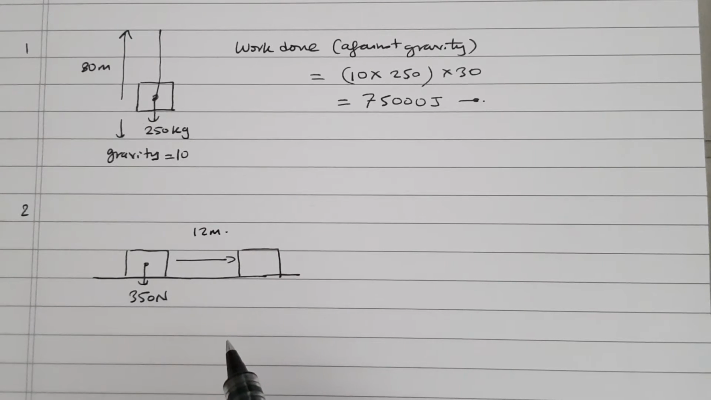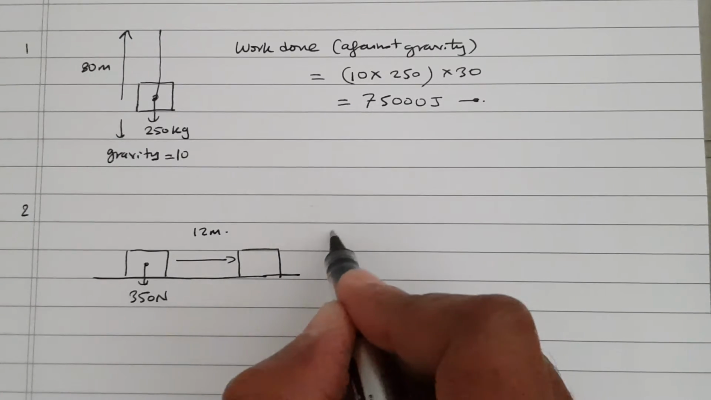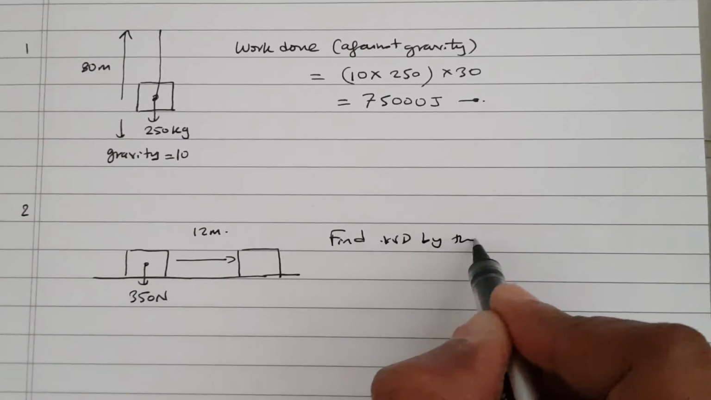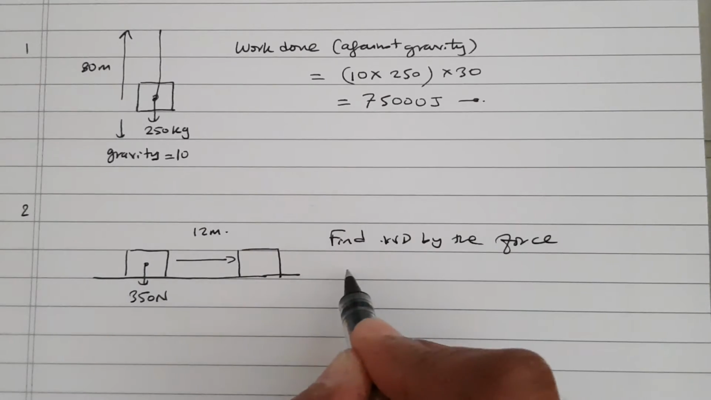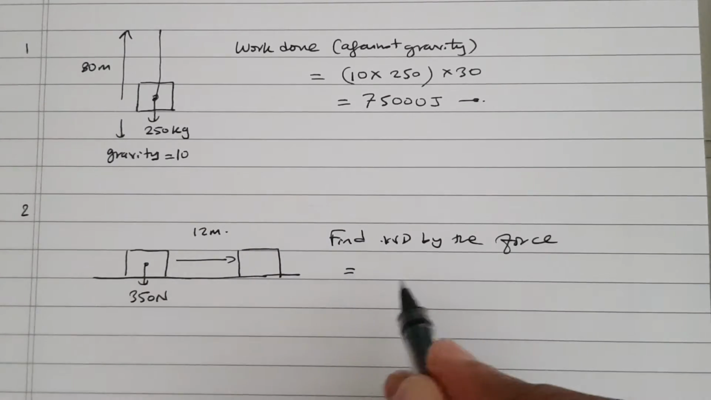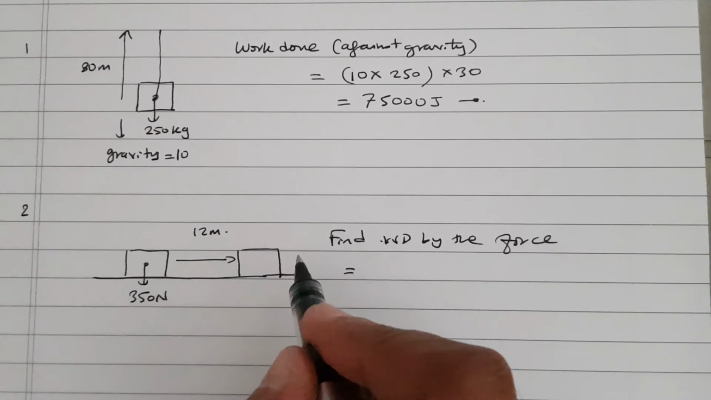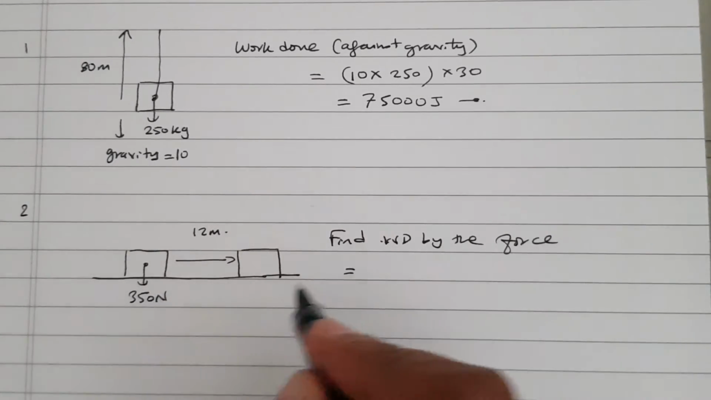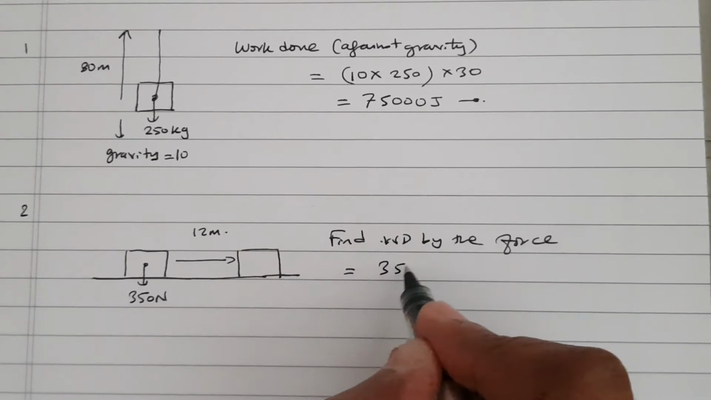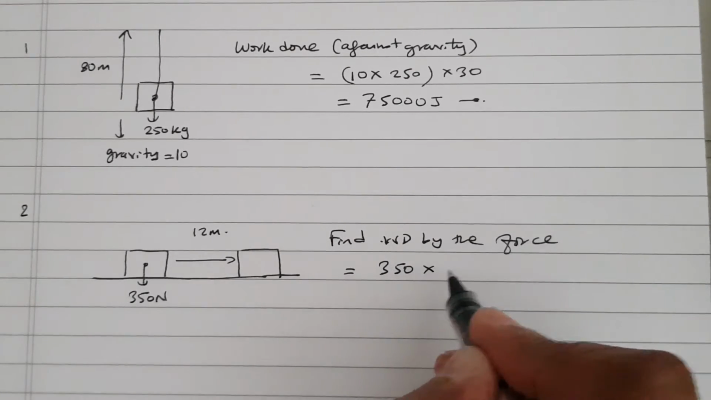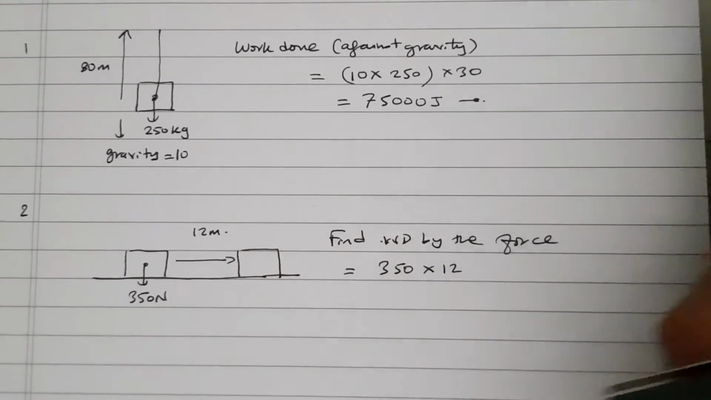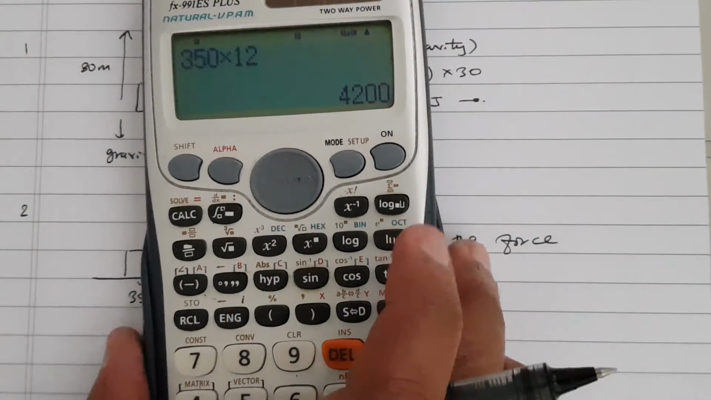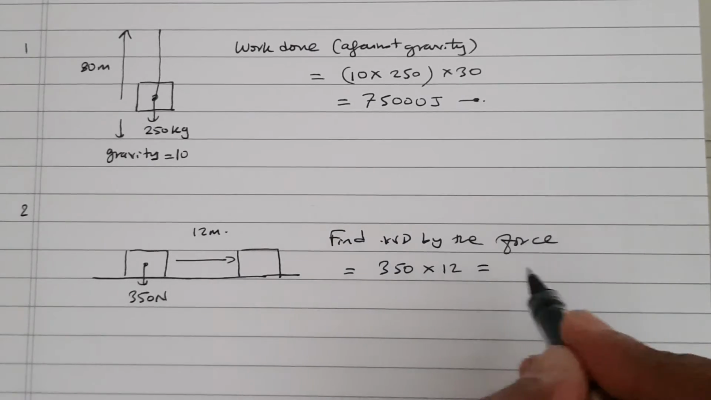Now we want to find the work done by the force. The work done by the force is going to be what we explained before, force multiplied by the distance. So the force multiplied by the distance is 350 times 12, and that's going to come to 4,200 joules.